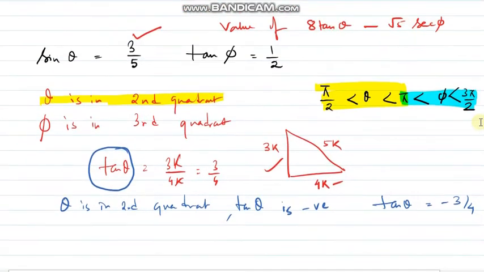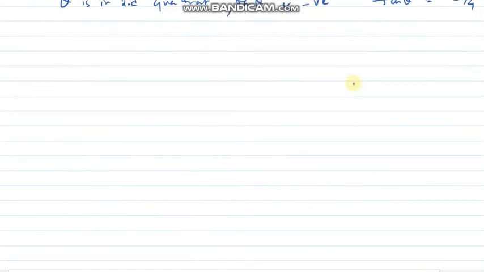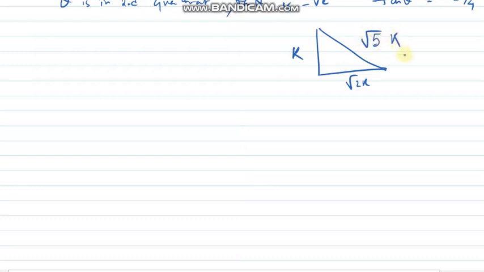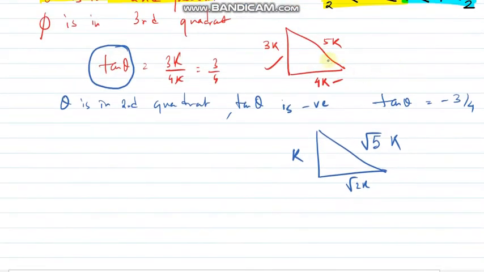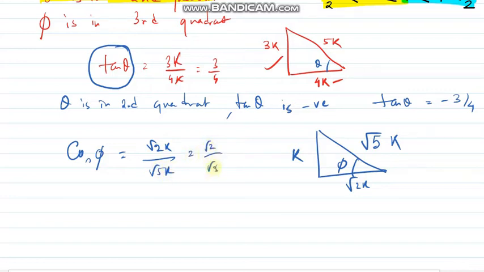Again, tan phi is given as 1 divided by 2. If I draw one more triangle, this is 1k, this is root 2k. So if we calculate, this will become root 5k, yes. I forgot to mention, this will be theta, this will be phi. So now what will be cos phi? First, cos phi will be root 2k divided by root 5k, which is root 2 divided by root 5.